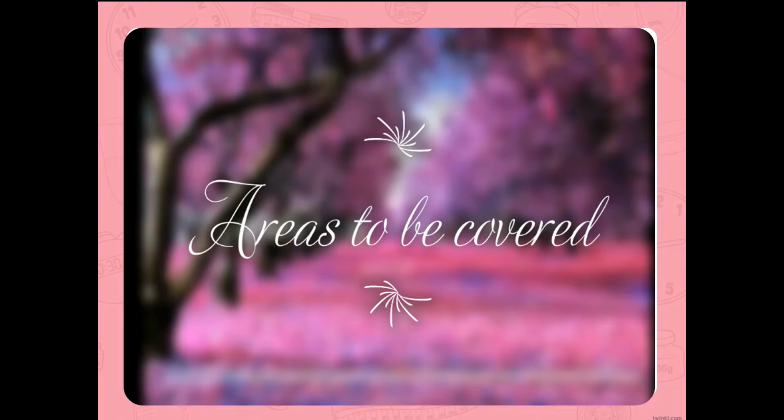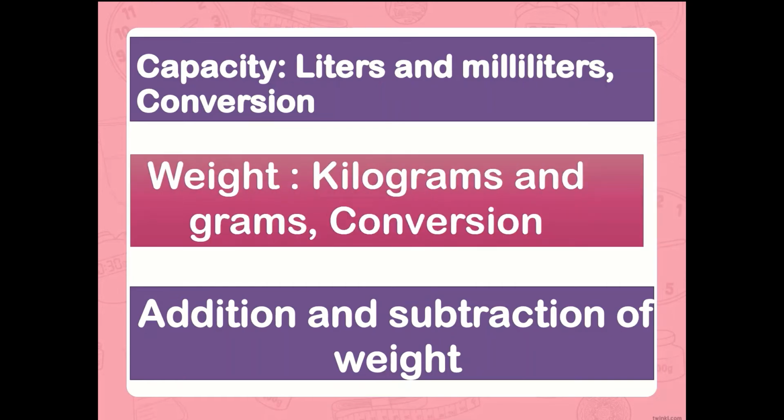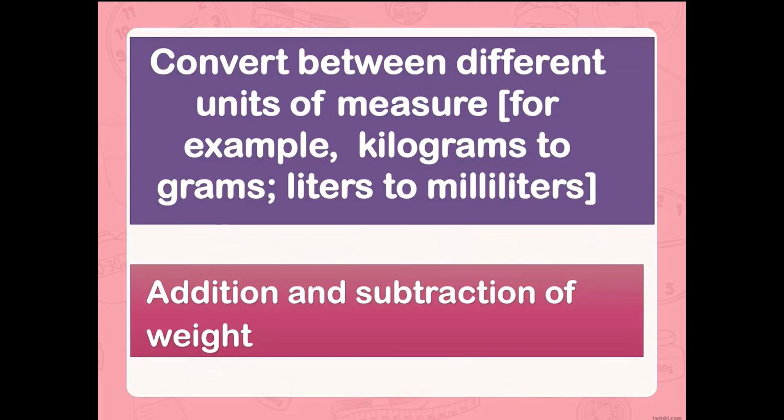Moving towards the areas which we are going to cover today. The first area is capacity, liters and milliliters and its conversion. Our second area, weight in kilograms and grams and conversion. At the end, we are having addition and subtraction of weight. Our learning outcomes for this session: to convert between different units of measure, for example, kilograms to grams, liters to milliliters, and addition and subtraction of weight.